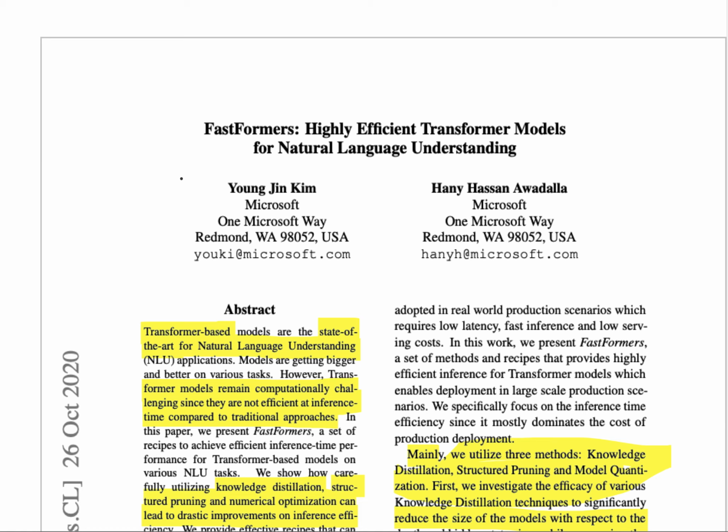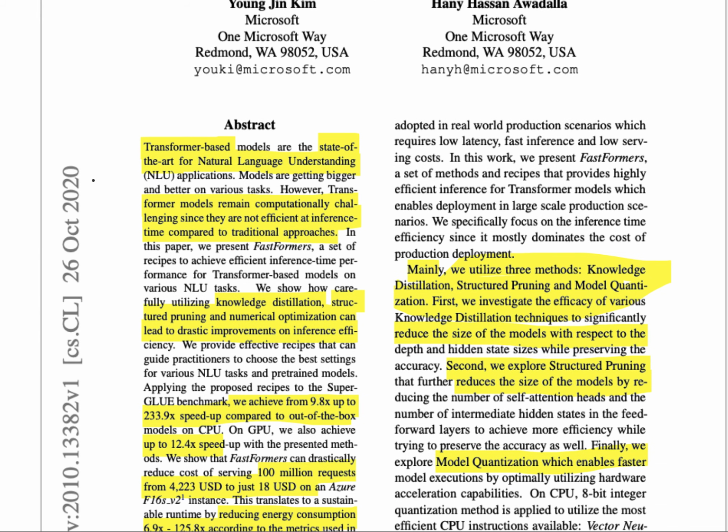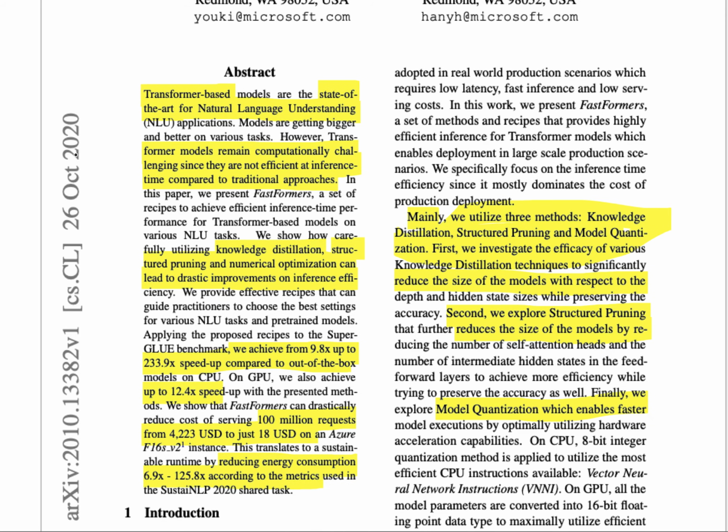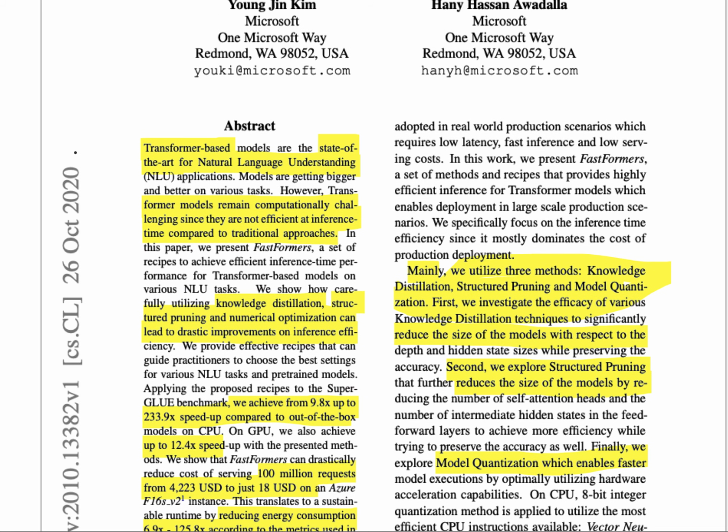In this video, we will discuss a paper which came out recently from Microsoft, and it's called FastFormers: Highly Efficient Transformer Models for Natural Language Understanding. First of all, transformer architectures have become the state-of-the-art architectures for most NLP applications. But one of the problems with these architectures is that they're computationally very expensive, or their inference time is very high in many cases. In this paper, the authors have proposed three techniques for handling that particular problem.